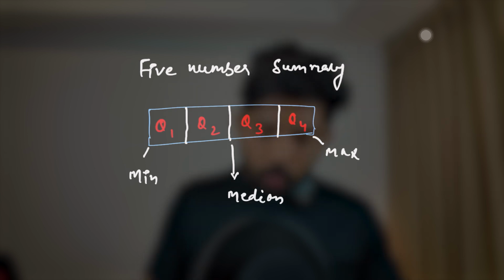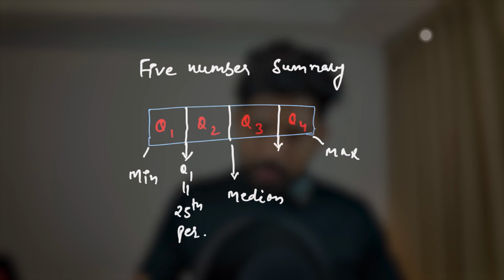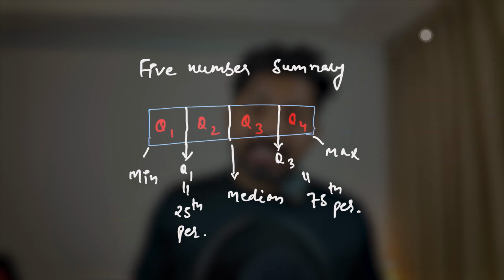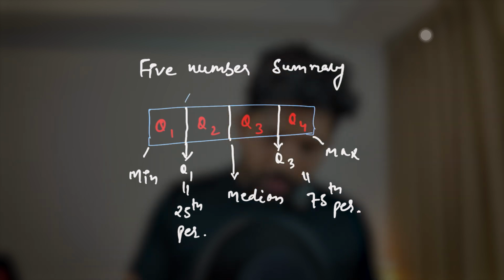Then we have Q1, which is also known as the 25th percentile. Similarly, the fifth one is Q3, which is also known as the 75th percentile. Hope it's crystal clear, right? And just one more additional piece of information: Q1 is known as the lower quartile, and Q3 is known as the upper quartile.